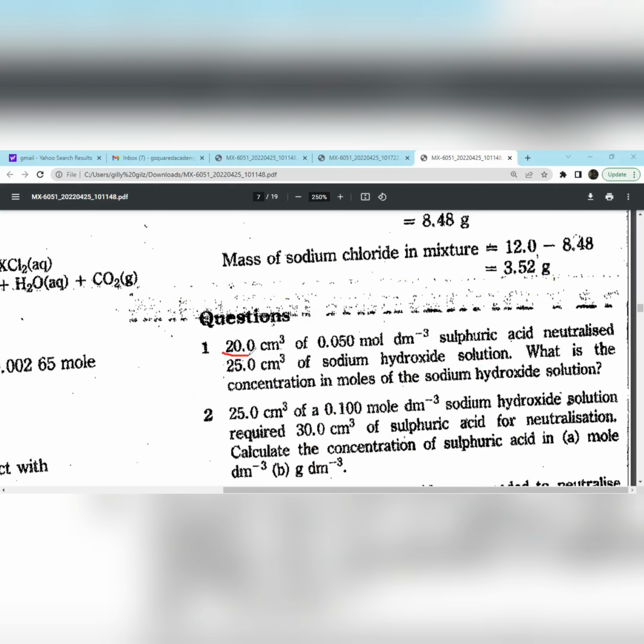So we found that in this 20 centimeters cube of sulfuric acid, you have 1 times 10 to the minus 3 moles of sulfuric acid. That reacted with 25 centimeters cube of sodium hydroxide, and it turned out to be 2 times 10 to the minus 3 moles of sodium hydroxide that was present in that. The next thing you want to do is find out the number of moles of sodium hydroxide in 1,000 centimeters cube. Why 1,000 centimeters cube? Because concentration is measured per 1,000 centimeters cube.